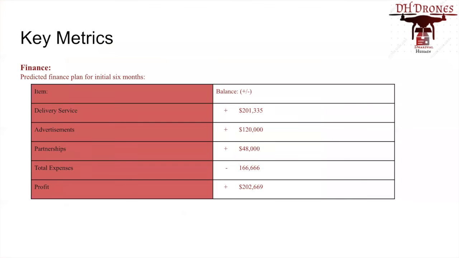This is our financial plan and our balance sheet for the first 6 months. We aim to be in profit, but our total expenses do total up to 166,000.